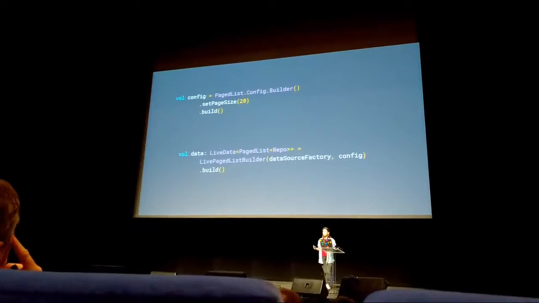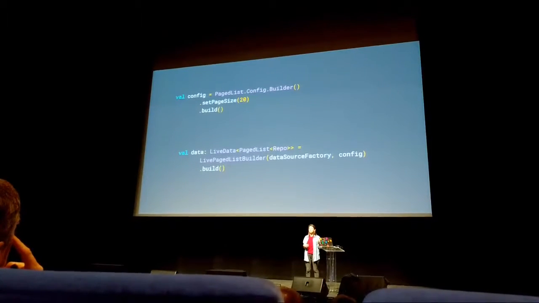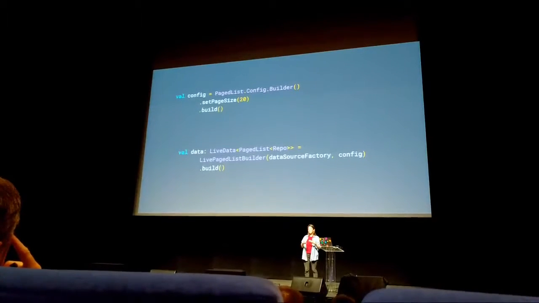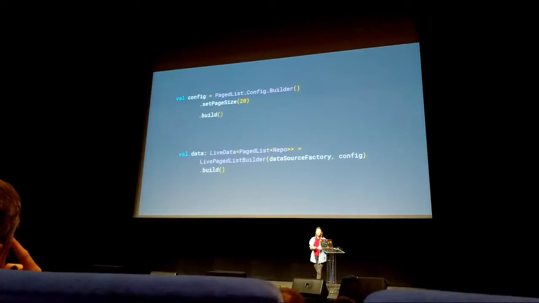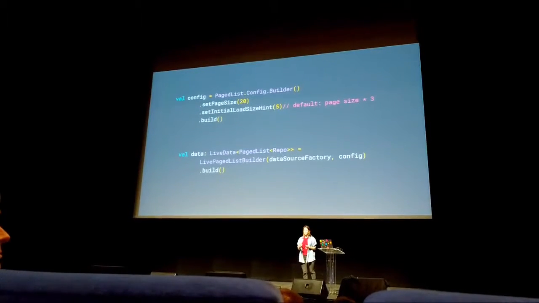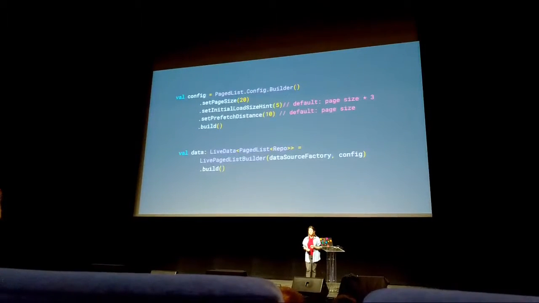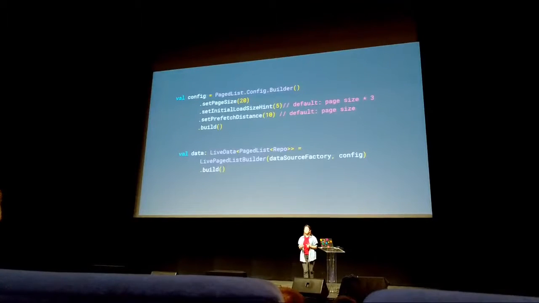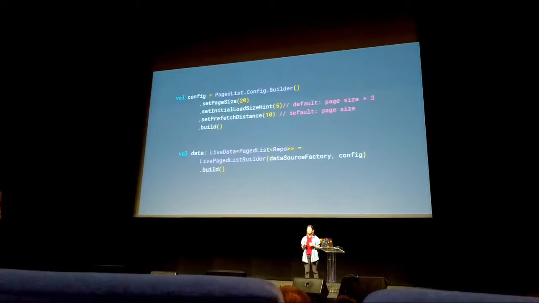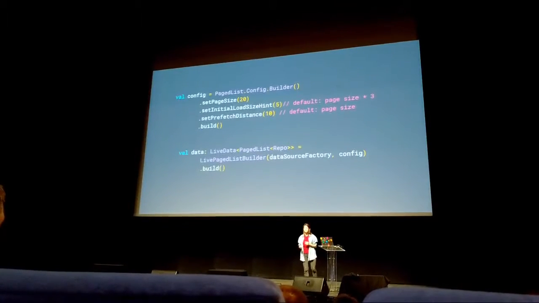You can set the size of the page. What we recommend here is to make it longer than one screen, because otherwise, if the page size is smaller than a screen, then you can end up with flickering issues. Then you can set the initial load size hint. This is the amount of data that should be loaded by the paging library the first time. By default, we're setting this to be 3 times the page size. Next, we can set the prefetch distance. What's the distance from the end of the list when the paging library should start requesting more items?